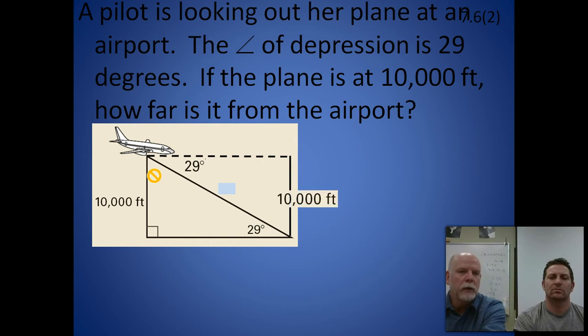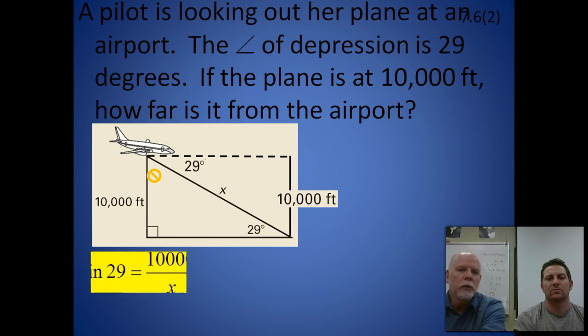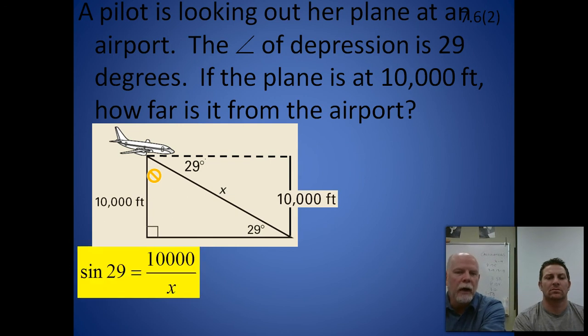And so we are trying to find the hypotenuse of that right triangle. Again, we have the opposite side given to us, and we're looking for the hypotenuse, so we're going to be using sine here. The sine of 29 degrees is equal to the opposite, 10,000, over the hypotenuse, x. Again, we're going to swap the x, because if you multiply both sides by x, then you can divide both sides by sine 29, same thing as swapping them. So x is 10,000 divided by sine 29.